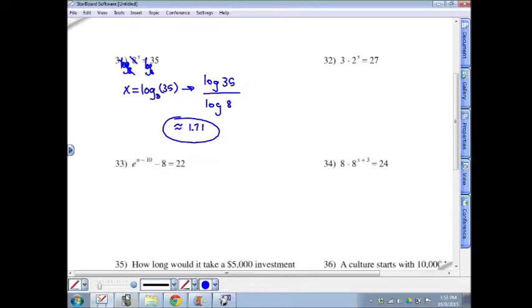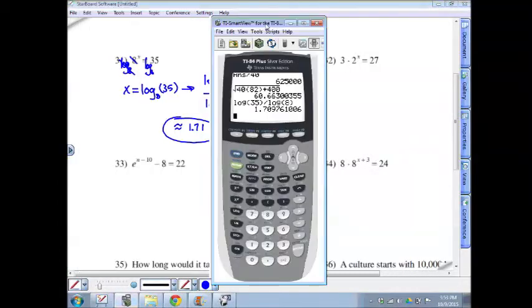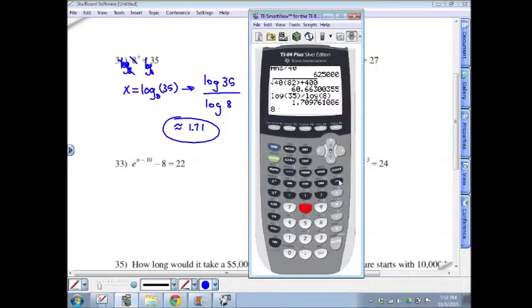And one thing you could do is check your answer on your calculator. If x is approximately 1.71, you could use a base 8 and raise it to this power right here, because this is what we're claiming the answer is. And the answer is 35.